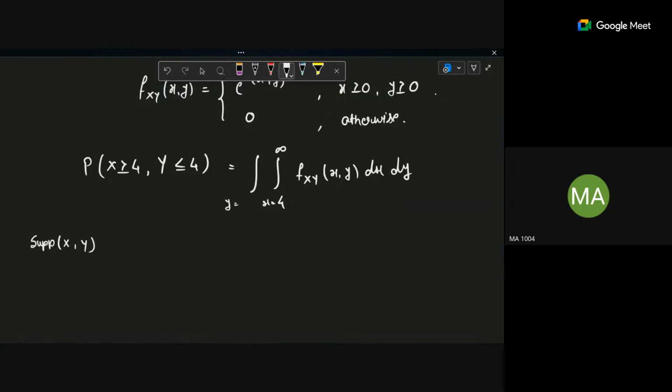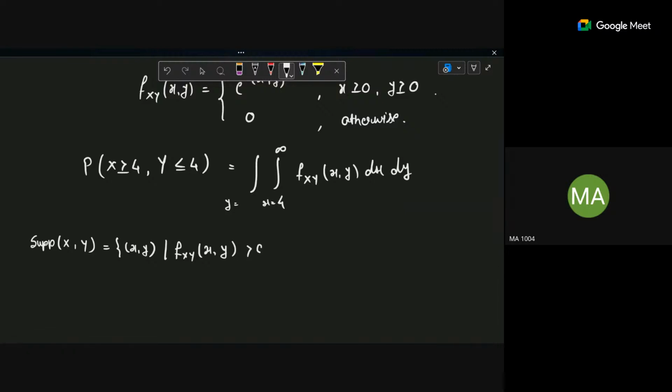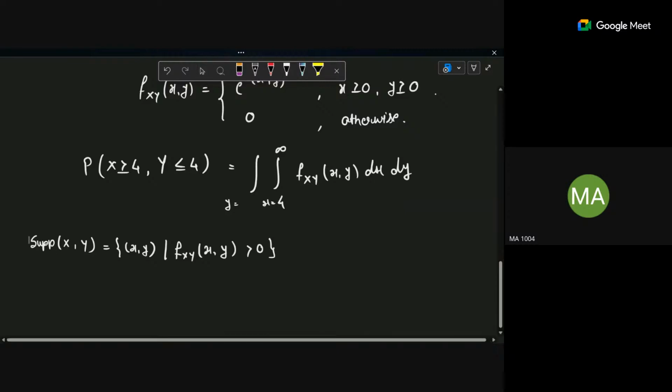Support of x comma y is the collection of all the set of x comma y for which your PDF is non-zero, right? Non-zero and non-negative also, right? This is the definition for support of x. So therefore, we have to take this as a limit, like a range of y should be from 0 to infinity, right?